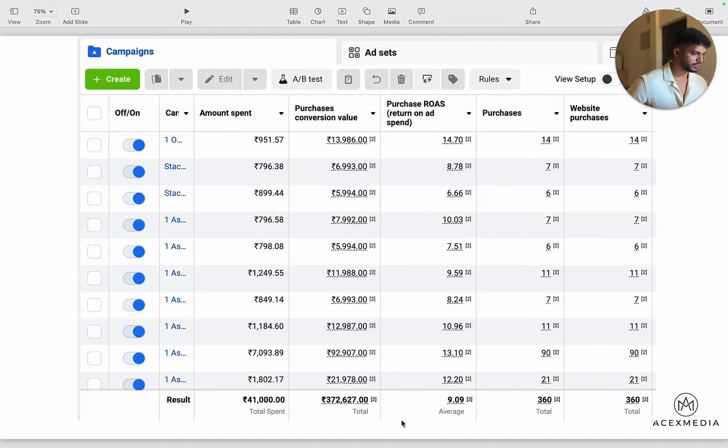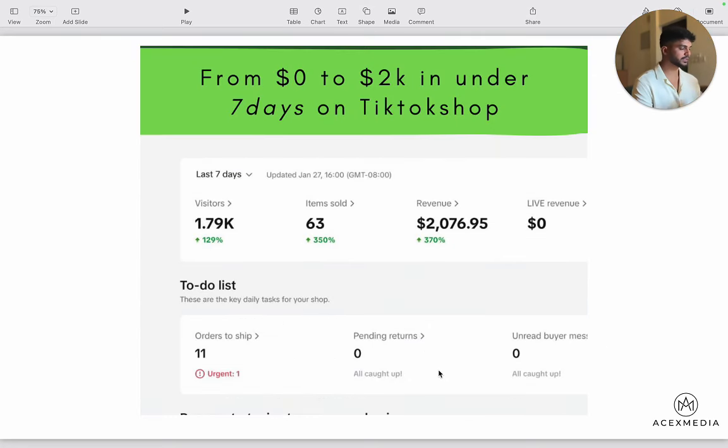For another client here, 41,000 in ad spend and 3,72,000 in sales at a 9x ROAS. And this is with TikTok shop. Started their TikTok shop, and in just under 7 days, from zero to $2,000 in revenue.